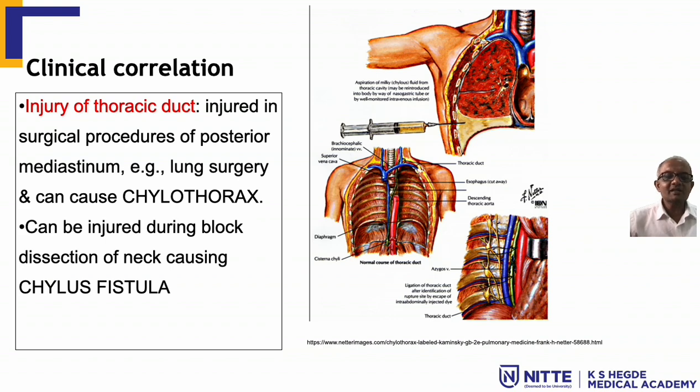Let's talk about the clinical aspect of the study of the lymphatic drainage of the thorax. Injury to the thoracic duct. The thoracic duct is commonly injured in surgical procedures of the posterior mediastinum like lung surgery. It can cause collection of fluid inside the thoracic cavity which is called chylothorax. The thoracic duct can be injured during block dissection of the neck also, and it can lead to the formation of chylous fistula.